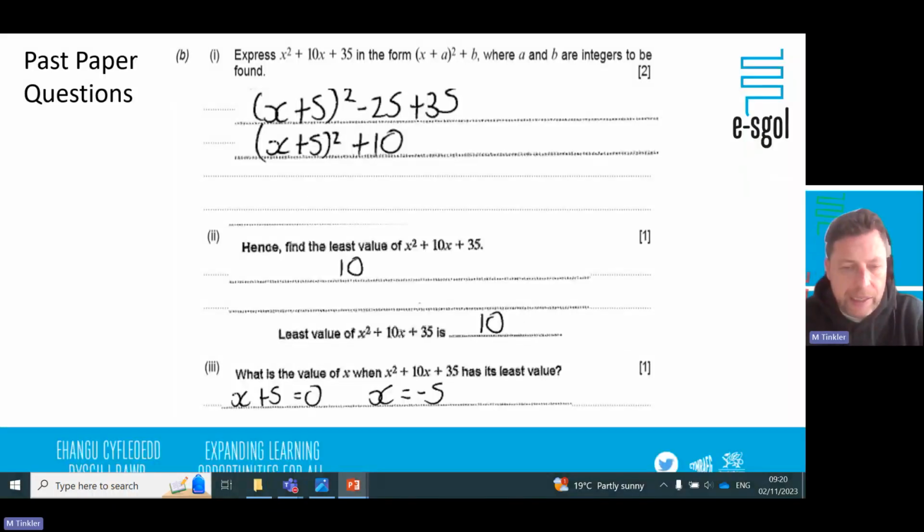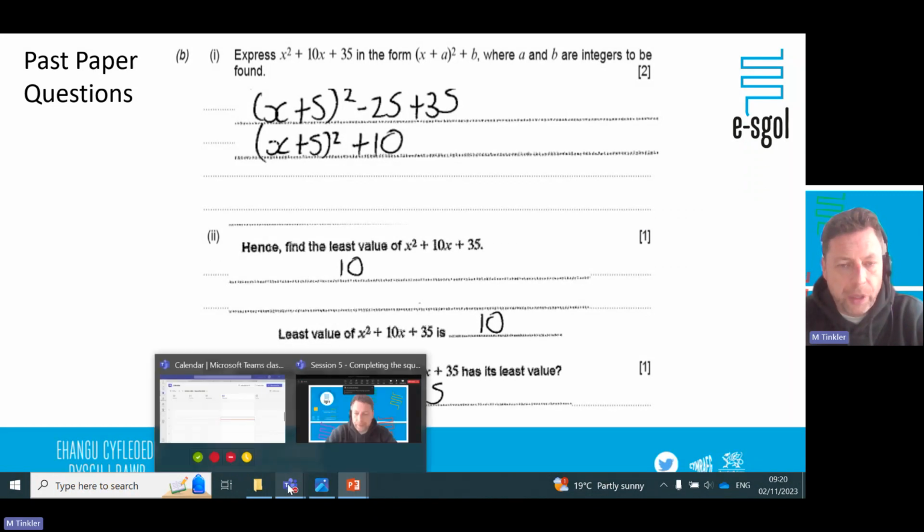And that is the end of the slides to do with completing the square. Hoping you've enjoyed it. You found it quite useful. It is quite samey and fairly quick to work through. And my next presentation will be on factorizing.